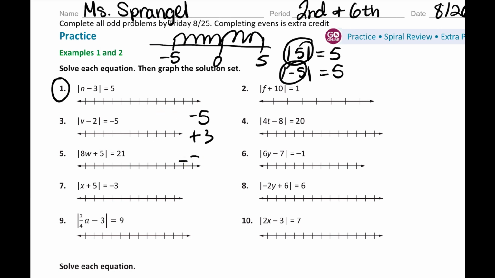And now we want to graph that. So I'll just put 0 right here. So I'll put 8 here and negative 2 over here. And it doesn't have to be perfectly accurate as long as you've got those two numbers there.